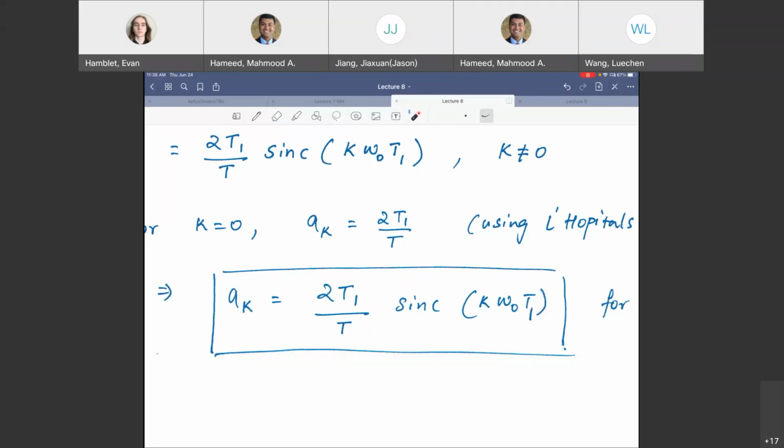What else? Let's do this. You have periodic parabolas. What do you do now? You have to get to the square. Differentiate it twice, right? You differentiate it twice, you get to the square wave. So use the time differentiation property twice.